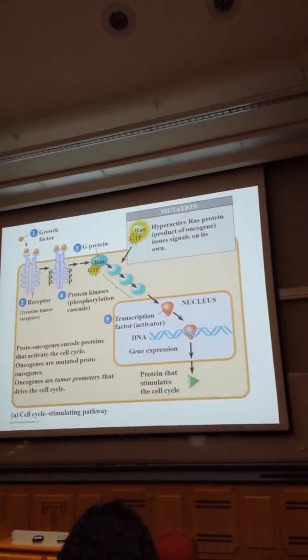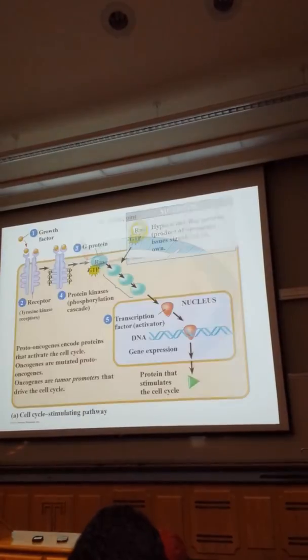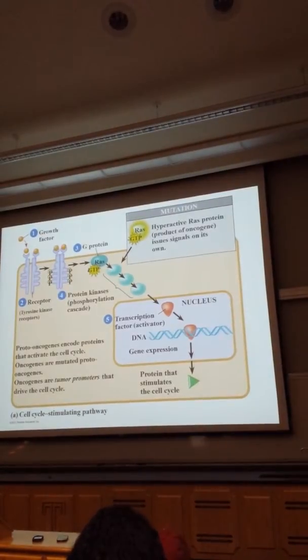Okay? Does that make sense to you? Can I explain anything again? Is it clear? So again, anything that stimulates the cell cycle is called a tumor promoter. And so consequently, mutated tyrosine kinase receptors, like what we were just looking at here, or mutated RAS protein, these are all called tumor promoters because they drive or stimulate the cell cycle. There's a question? We okay? All right. Can we move on?